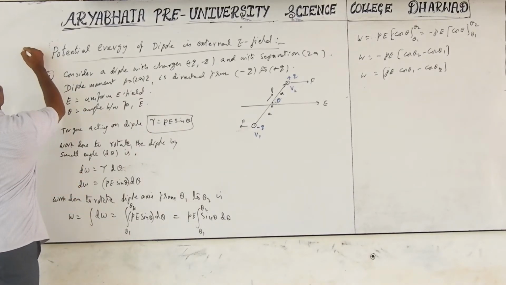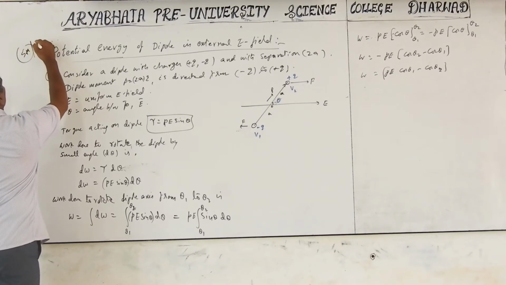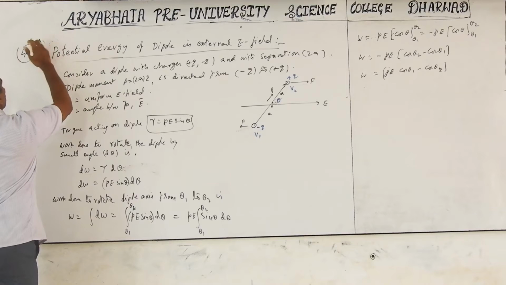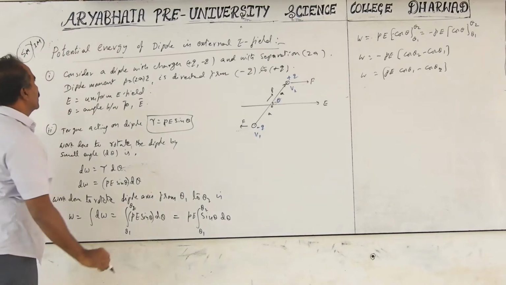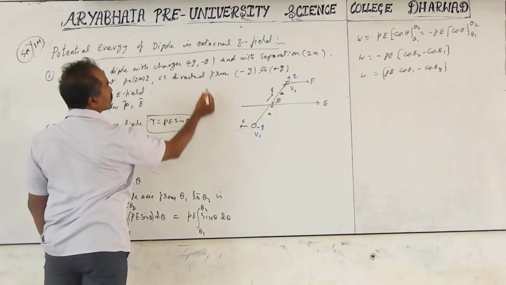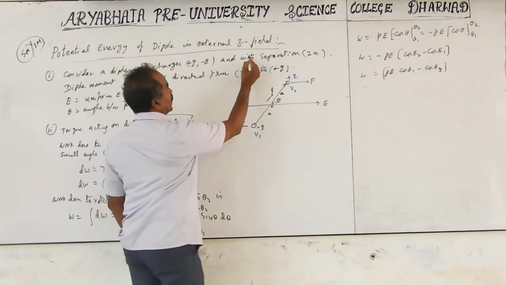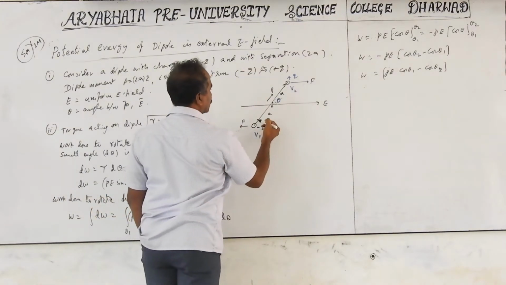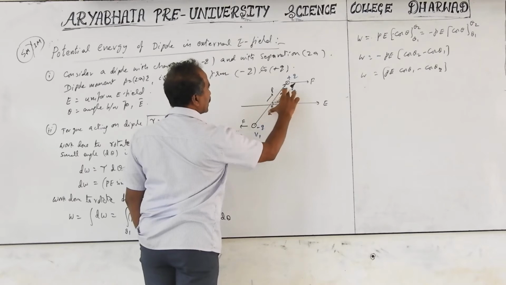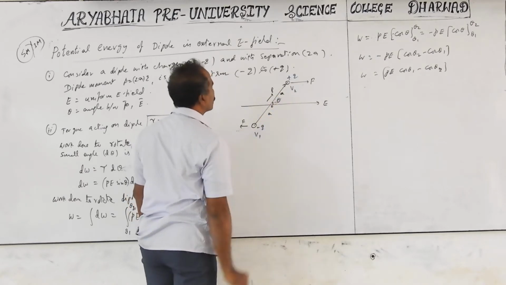It can be asked as a 5 marks question, or part of it can be asked as 3 marks, and only part number 2 marks, and the third part will be asked for this. Consider a dipole with charges +q and -q, and with separation 2a. O is the center of the dipole.